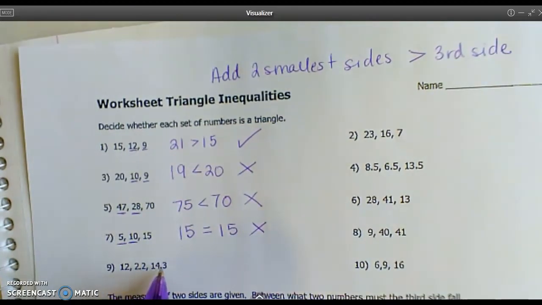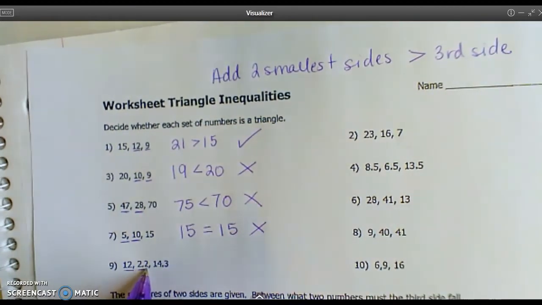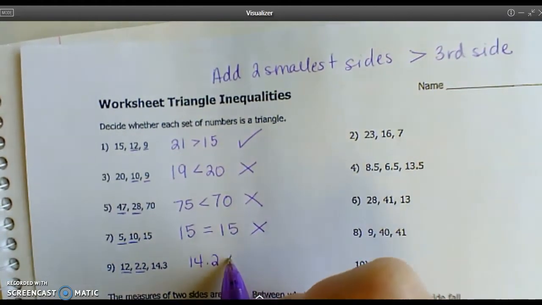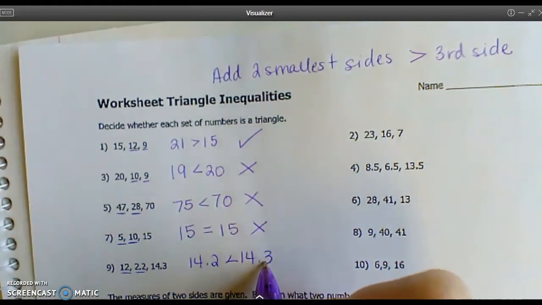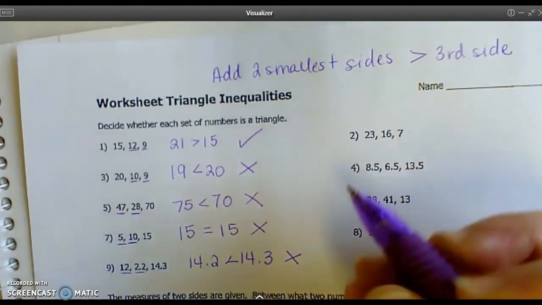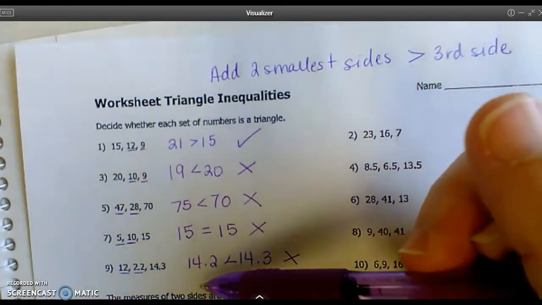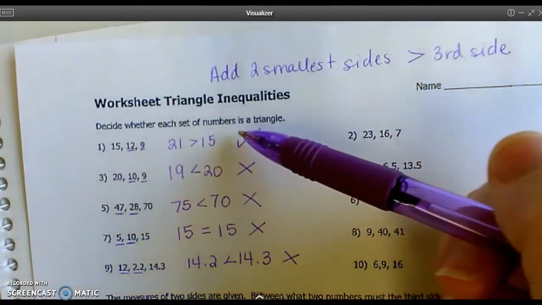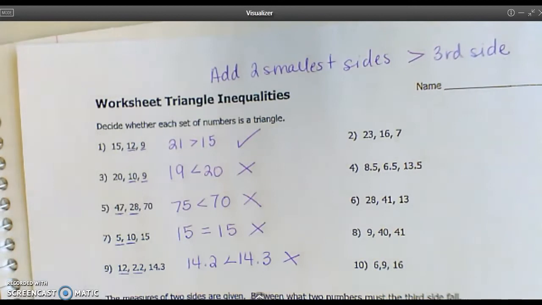Lastly, let's look here. These two would be the two smallest. You get 14.2. 14.2 is less than 14.3, which is not good. It has to be greater. So the only one on that whole line that worked was that first one, because the two smallest sides were greater than the third side.